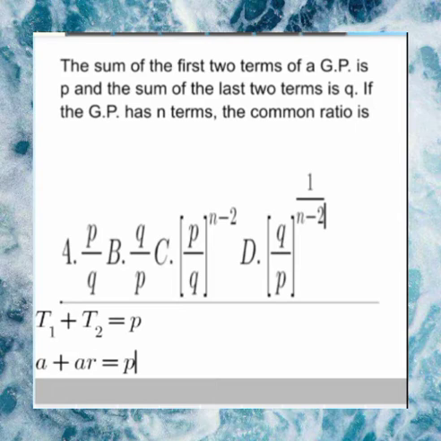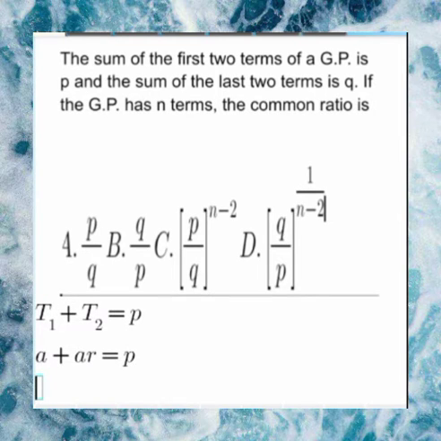The first term is A and the second term is AR, because the nth term of a geometric progression is given as Tn equals AR raised to power n minus 1. So for the second term, n is equal to 2, so 2 minus 1 is going to be 1. So the second term is AR.